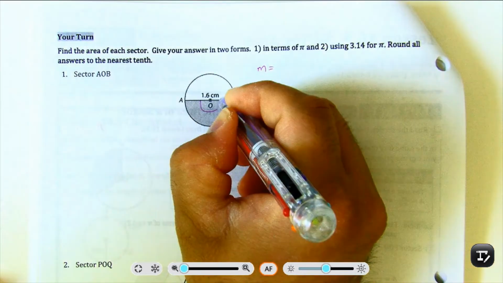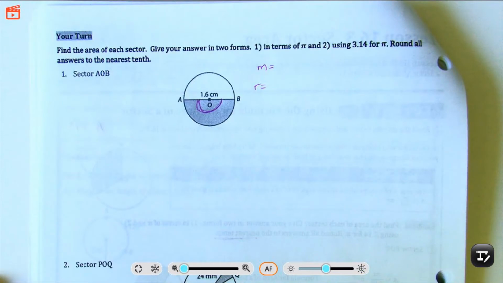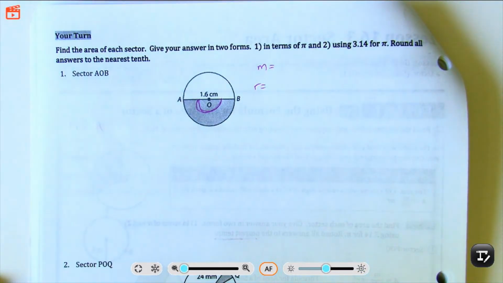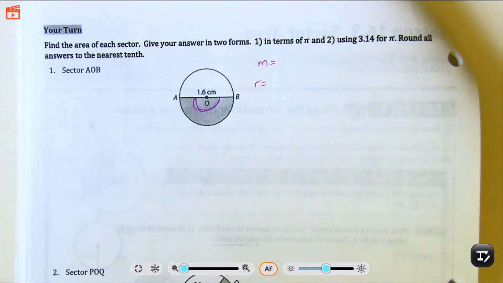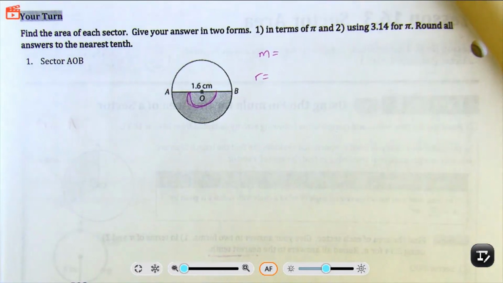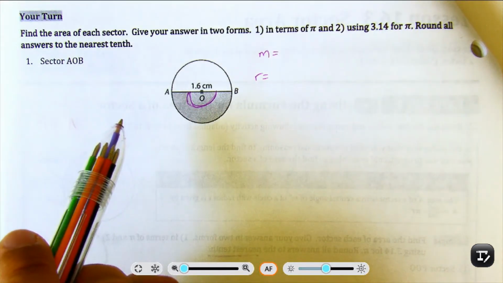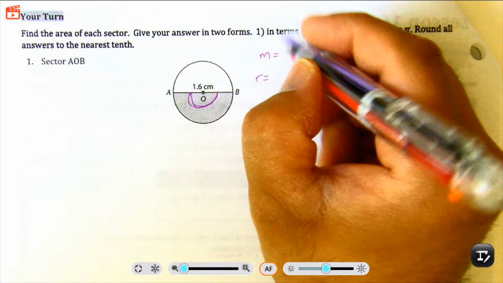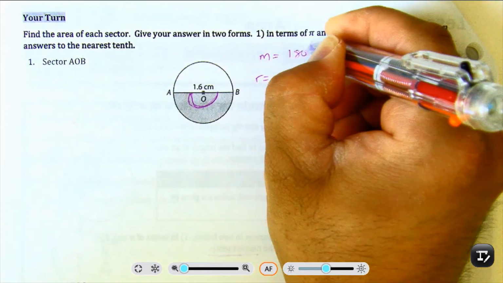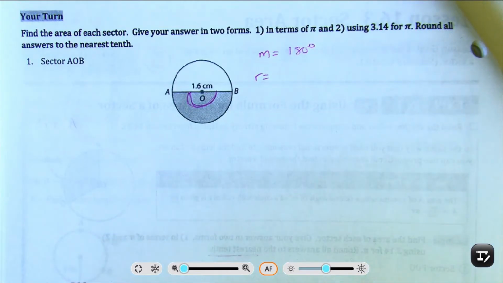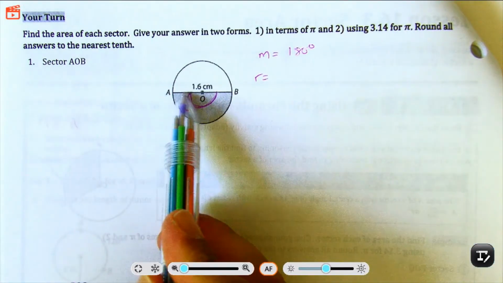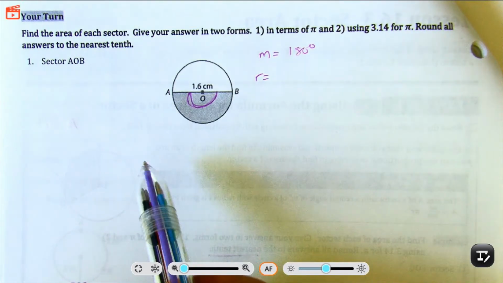Now this looks like a half circle, and if this is a half circle, we know a full circle is 360, so a half circle would have to be 180. So M is 180 degrees. Now if the diameter is 1.6, then the radius is half. So that would be 0.8.